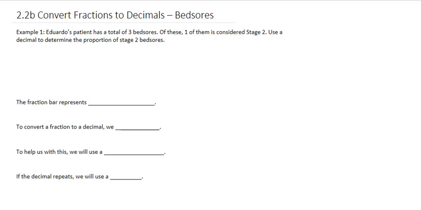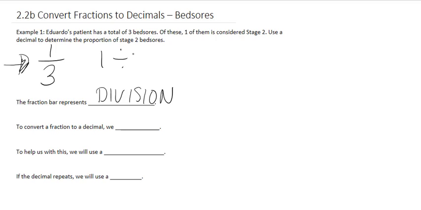So the 1, which is the part, goes on top, and the 3, which is the whole, goes on bottom. So now that we see the fraction bar, which is shown right here, we can see that it represents division. So if we see 1 over 3, it also means 1 divided by 3.